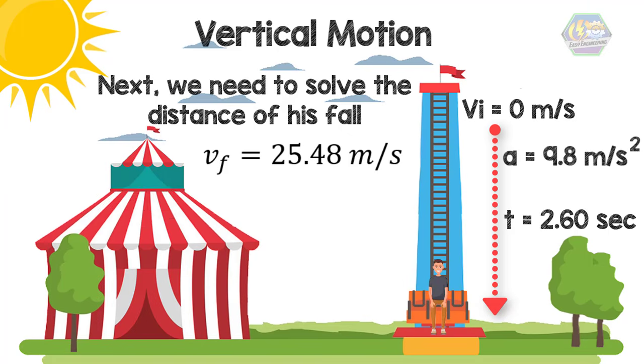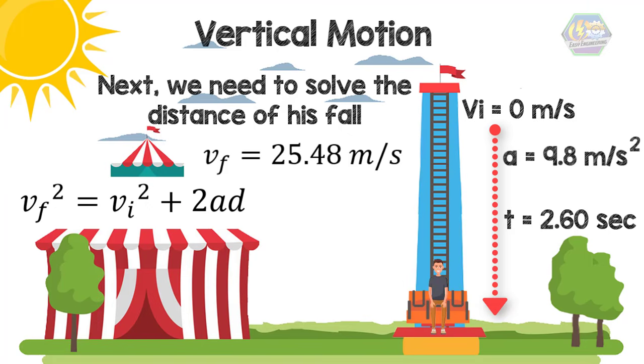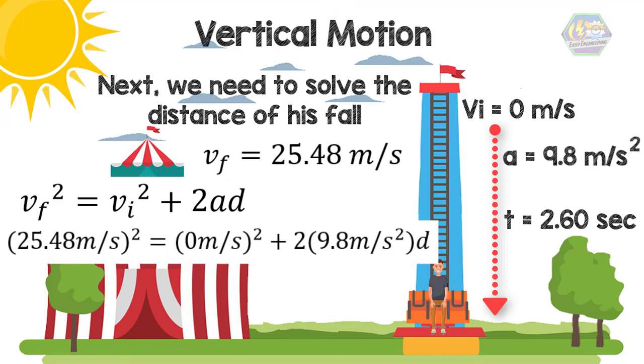Even if we use equation 2, we will arrive at the same answer. Now let's try it. We input the initial velocity, final velocity, and acceleration, solving for the distance. So it is the same as the value we get if we use equation 4, which is 33.12 meters.